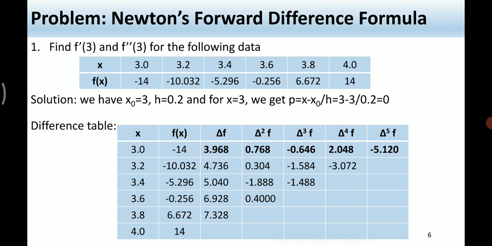And to compute your p value, we have the formula p is equal to x minus x0 divided by h. That is 3 minus 3 divided by 0.2. So we get 0 as your result.